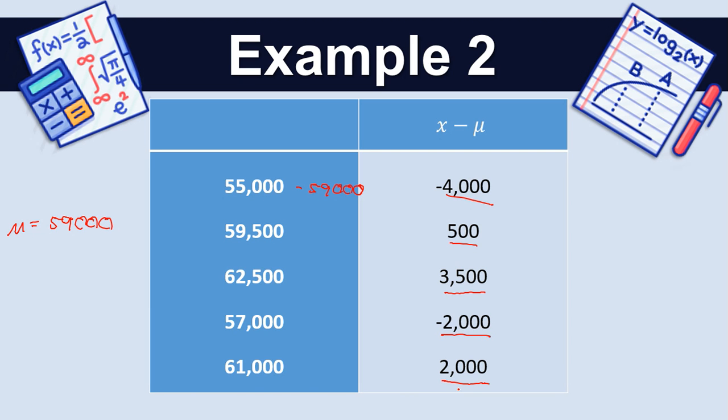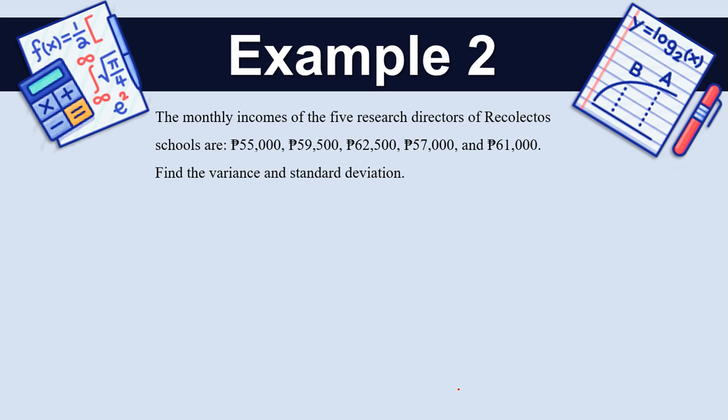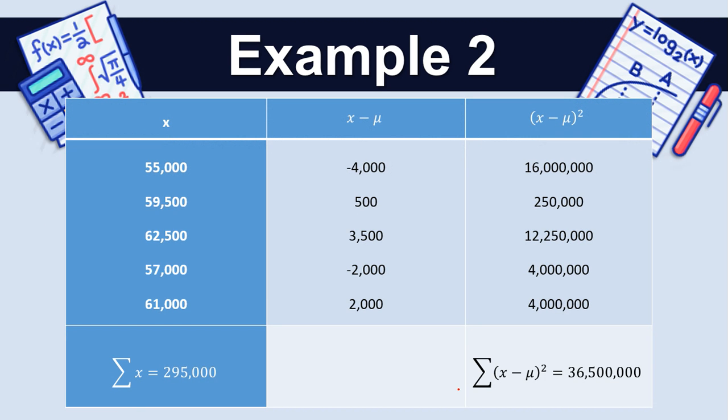Once we already get the differences, okay, it's time for us to get the squared. Okay, squared lang natin yung second column. So lahat po ng nandito, okay, squared lang po natin siya, like negative 4,000, we have 16 million. 500 is 250,000. We have 12,250,000 for the third data, 4 million for the fourth, and then another 4 million for the fifth data. Okay? Very important to mga anak ha, wag po natin kakalimutan yung pagkuha po nung squared po nung second column.